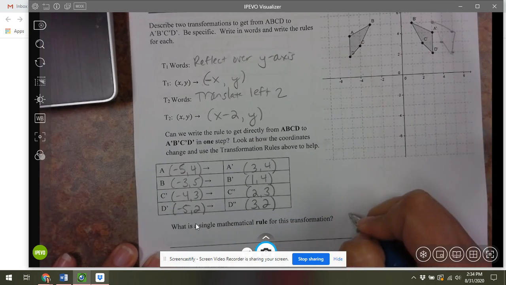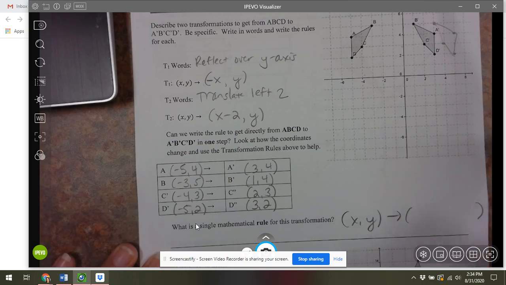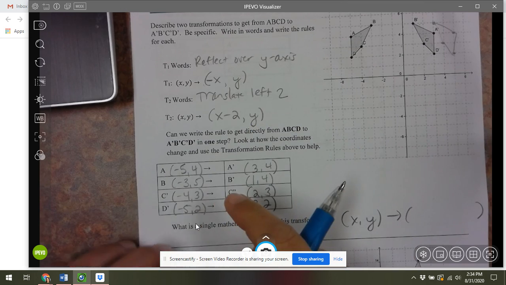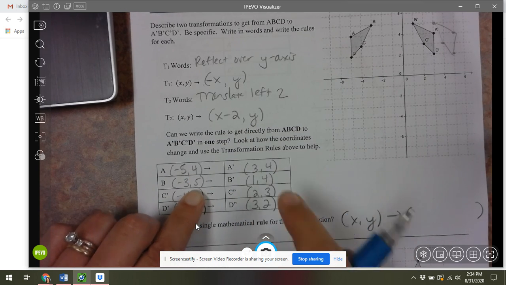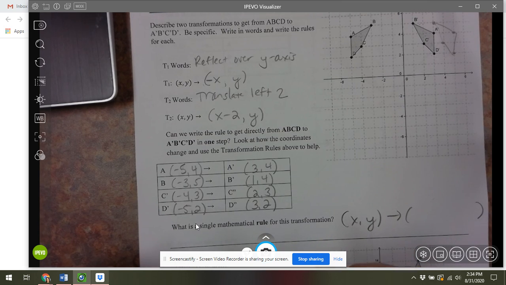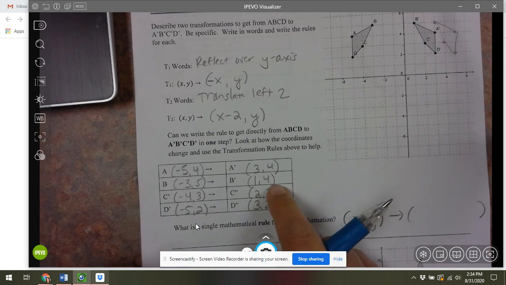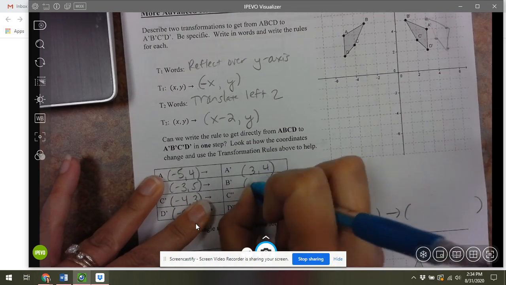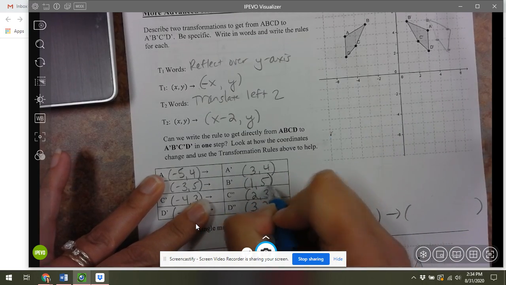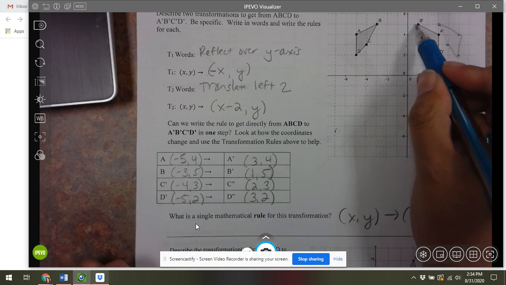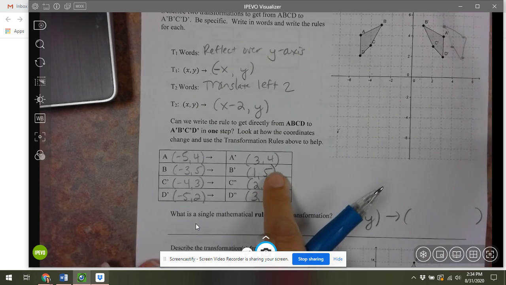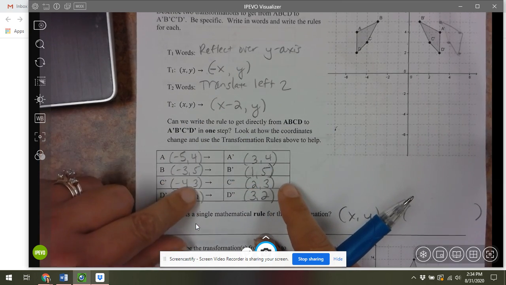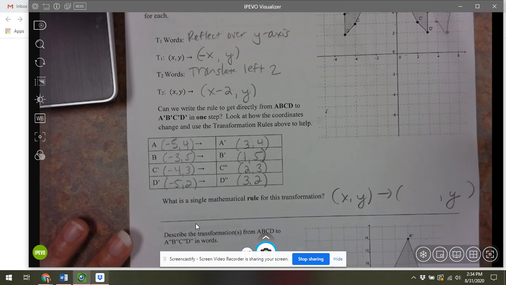Now, we want to write one rule which will do both. Did my y change here or here? 4 goes to 4. 5 shouldn't change. I made a mistake here. You have to fix my mistake. That should be 1, 5. It's 1, 5. Make sure you fix that. The y's do not change. Y, 4, 5, 3, 2, 4, 5, 3, 2. So the y stays the same.